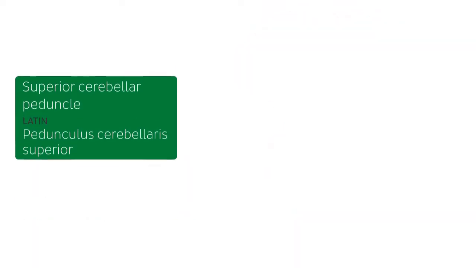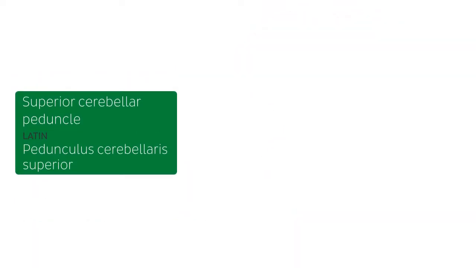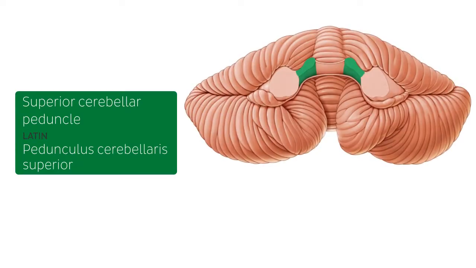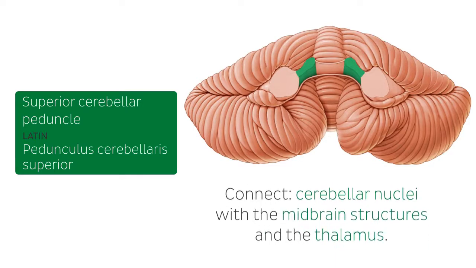We're going to move on and still talk about the superior cerebellar peduncles, but now showing this image here. And as I said previously, the superior cerebellar peduncles carry most of the cerebellar efferent fibers, and they connect the cerebellar nuclei, mainly the dentate nucleus of the cerebellum, with the midbrain structures and the thalamus.